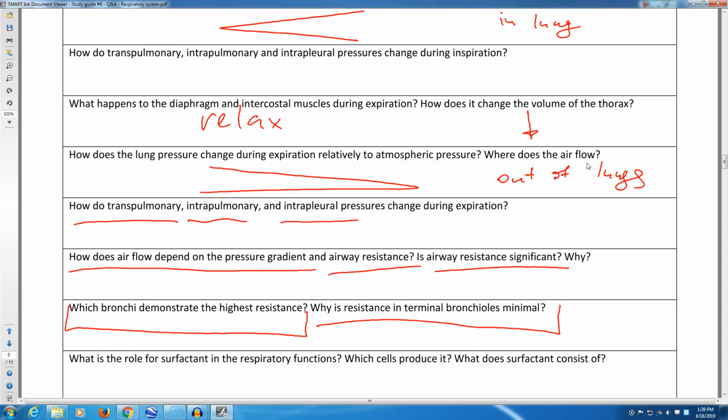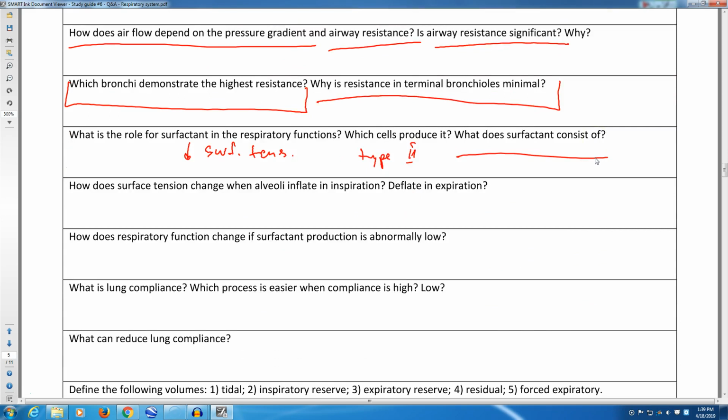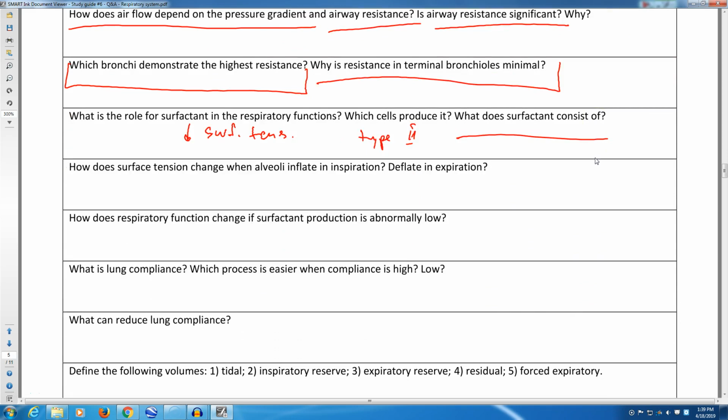The role of surfactant is to reduce the surface tension. Type 2 alveolar cells produce it, and surfactant consists of water, protein, and lipids. When alveoli inflate in inspiration, surface tension increases. When they deflate, it decreases. So if surfactant production is abnormally low, surface tension becomes really high, it's really hard to inflate the lung, and it will collapse after each breath.